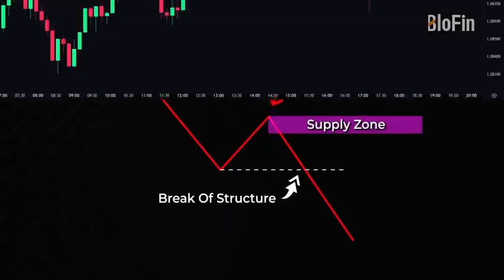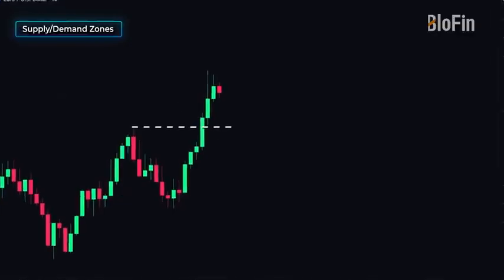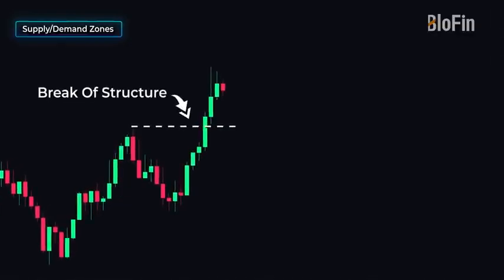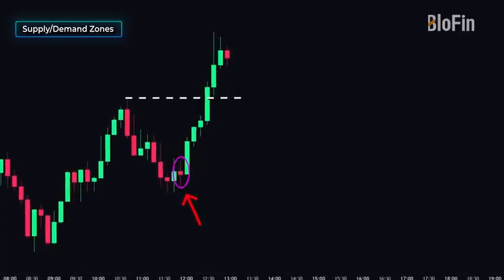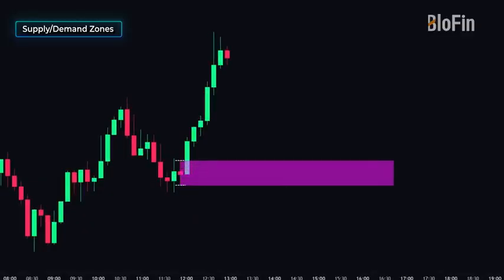Returning to our original example, since we've already identified a break of structure, finding the demand zone becomes easier. We look at the area right before the sharp move that led to that break of structure. In this case, price began its sharp move upwards at this point. To mark the demand zone, highlight the last candle right before that sharp move. Use the rectangle tool to draw a zone from the candle's low to its high. This marked area becomes our demand zone.